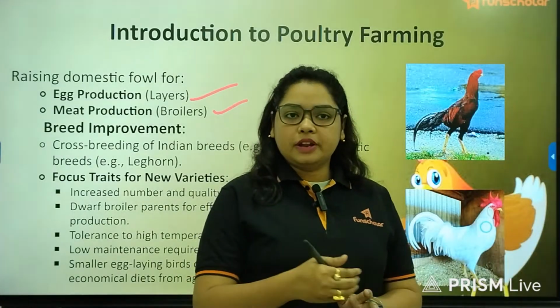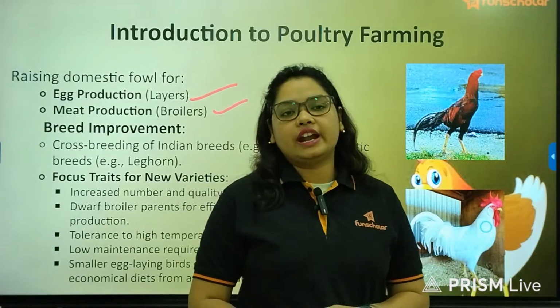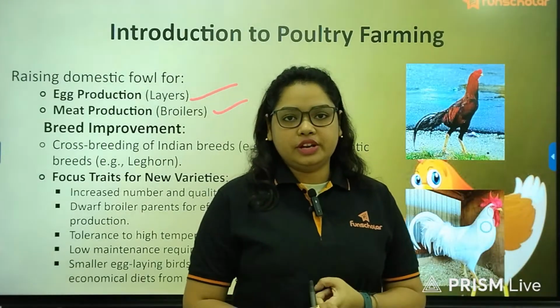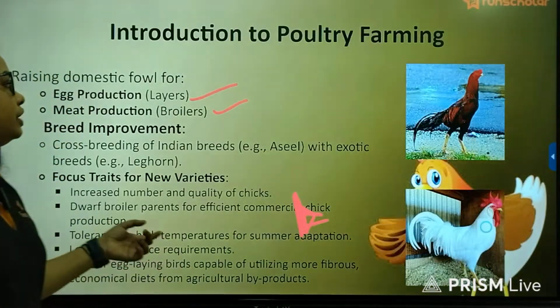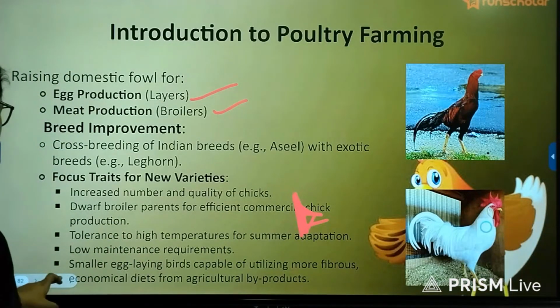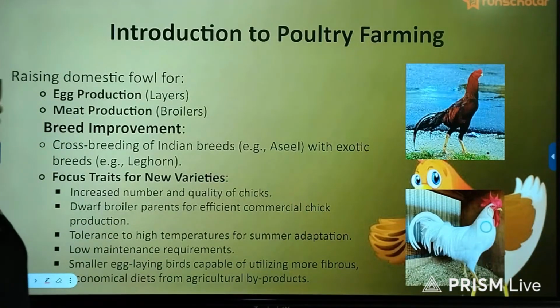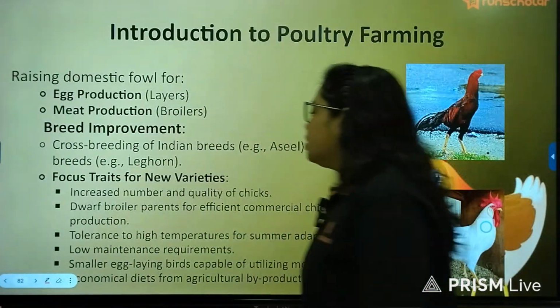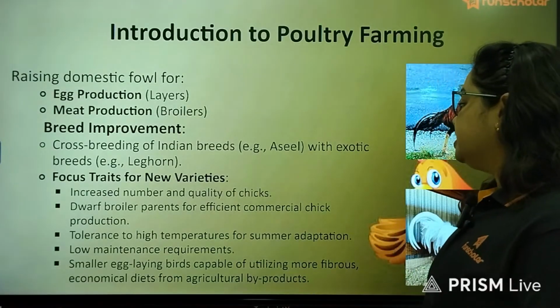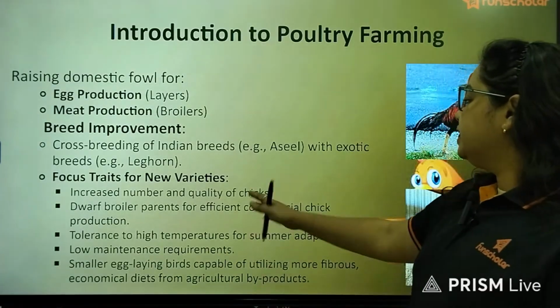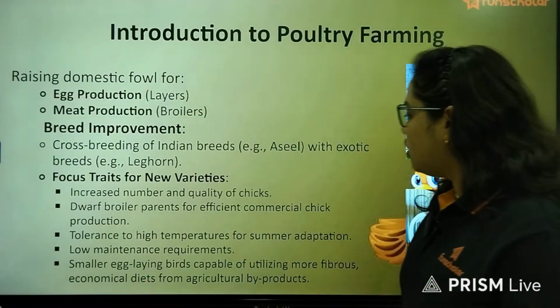So therefore, for obtaining all these qualities from cattle, we need to crossbreed. A similar thing happens over here also. For poultry also we need to crossbreed so that we can obtain the traits which are needed for commercial use, and these traits include the following: increased number and quality of chicks.